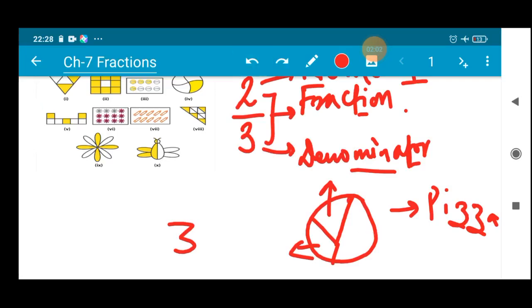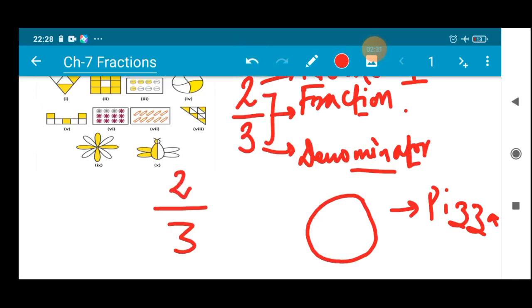So one part is going to be taken by one friend, this part will be given to another friend, and the remaining part will be eaten by the remaining friend. Okay, so this is the concept: out of the whole, it has been distributed in an equal manner.